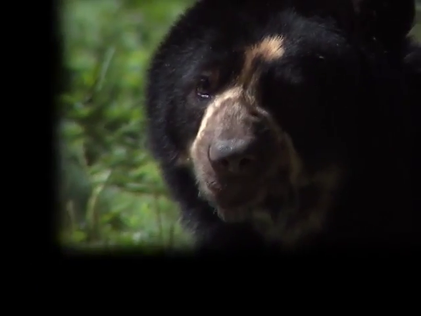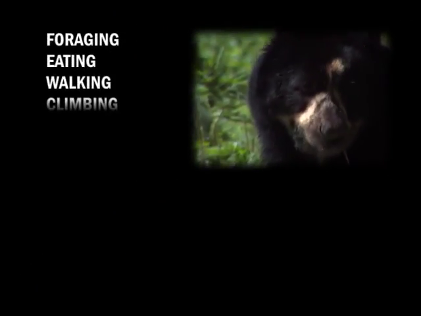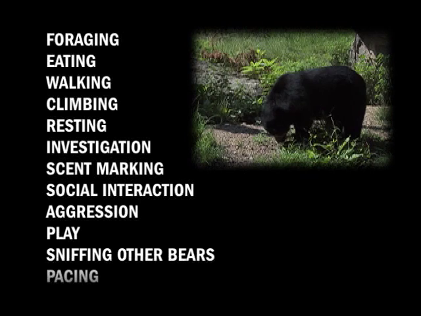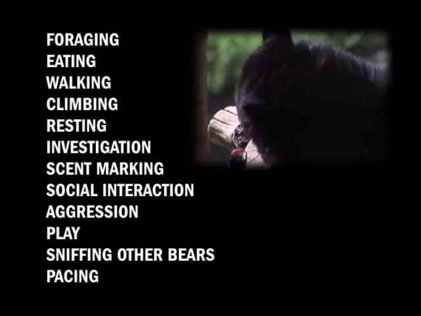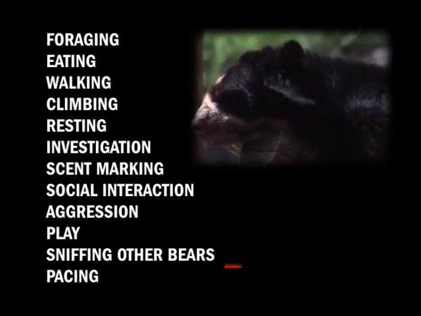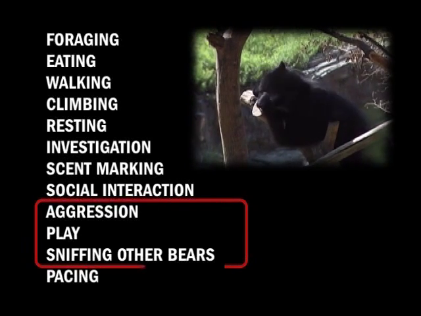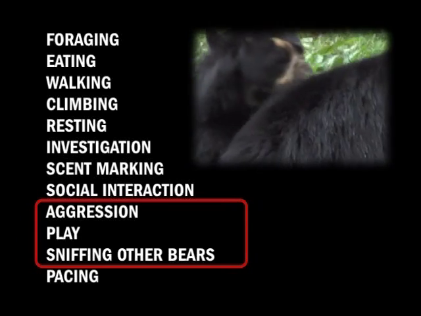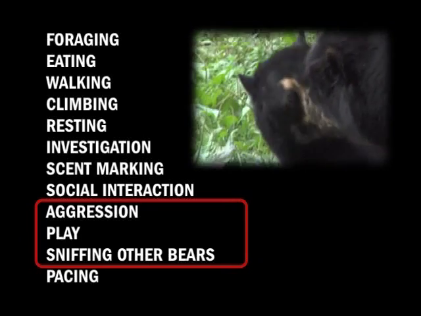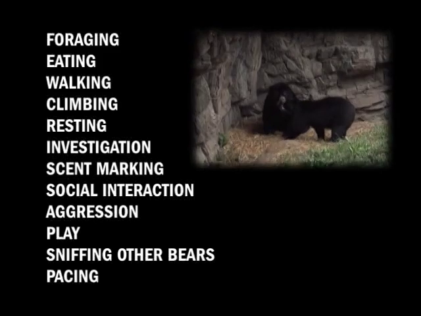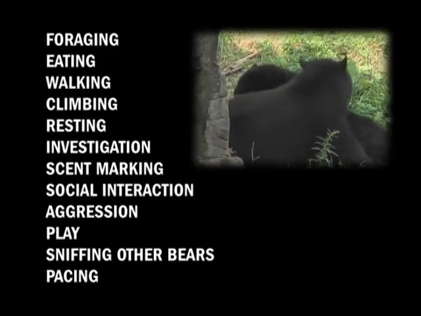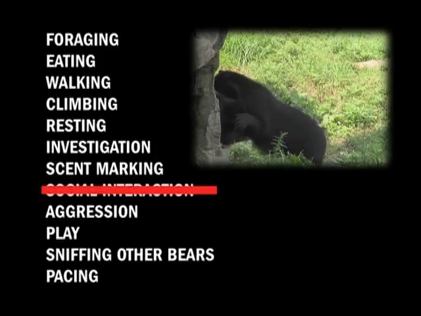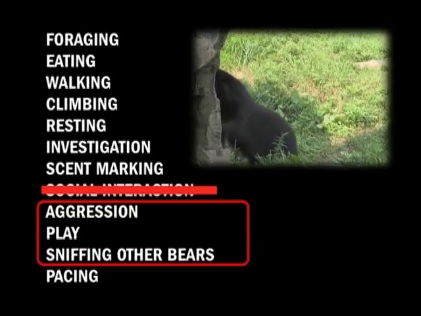Let's return to the spectacled bear example. You generated an exhaustive list of 12 behavioral states. Now you should determine whether every behavior on the list is mutually exclusive. Looking at the list, you notice that aggression, play, and sniffing other bears are all social interactions. To keep the categories mutually exclusive, you should either combine all these categories into one social interaction category or keep them separate and eliminate social interaction as a category. Since your question involves scent and the bear's sense of smell, you decide to eliminate social interaction from the list but retain aggression, play, and sniffing other bears.